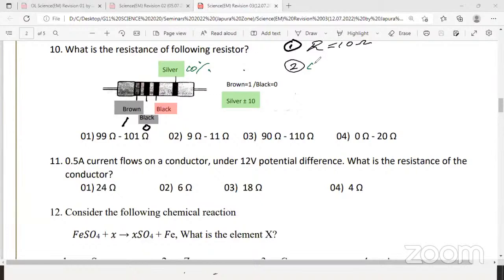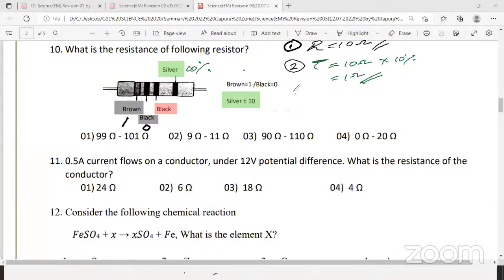I'll write here tolerance, capital T. Tolerance will be 10 ohms into 10%. 10 ohms into 10%, you get the answer 1 ohm. So you have to follow all these steps to get the final answer.